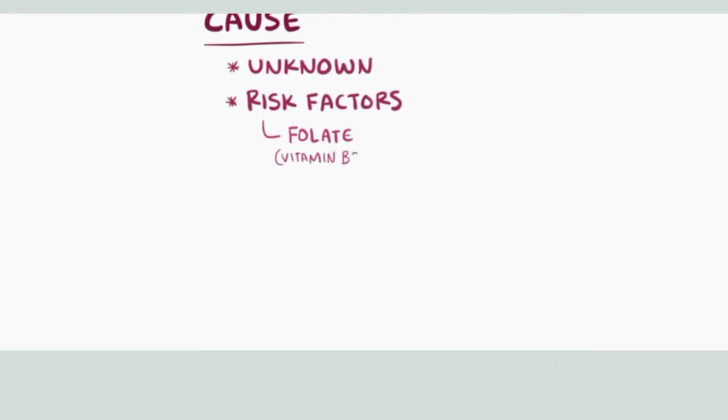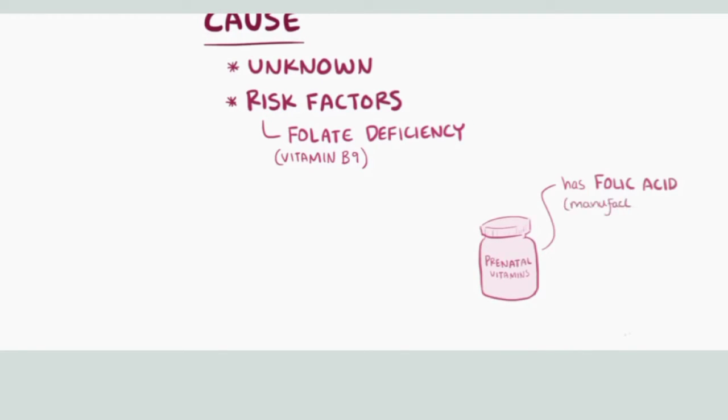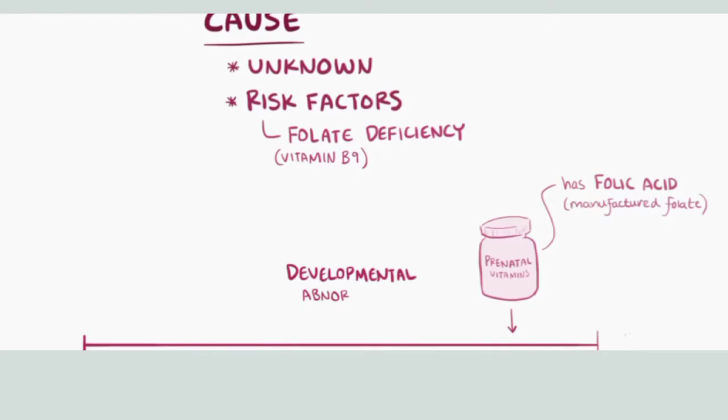Now, the exact cause of all three types of spina bifida isn't known, but there are known risk factors like folate, or vitamin B9, deficiency during fetal development. And therefore, prenatal vitamins include folic acid, which is the manufactured form of folate. The developmental deformities that cause spina bifida, though, often take place in the 4th week of pregnancy, which is 21 to 28 days. And this could be before a woman might know that she's even pregnant, and therefore she's not taking the prenatal vitamins yet.